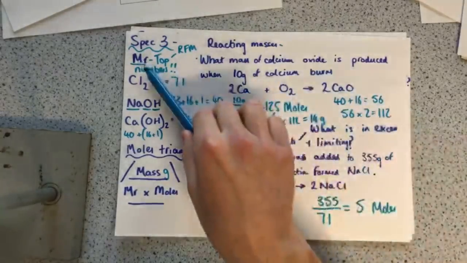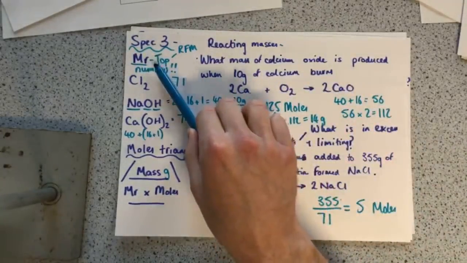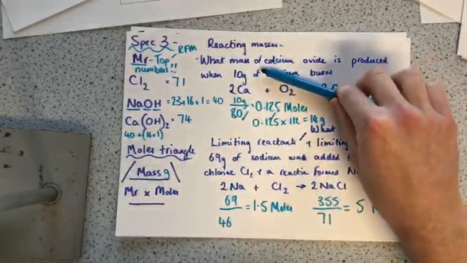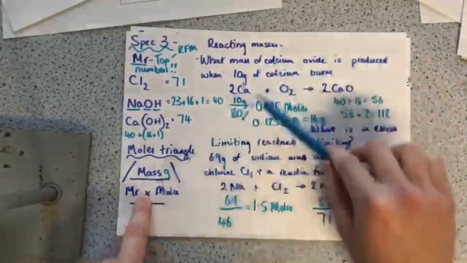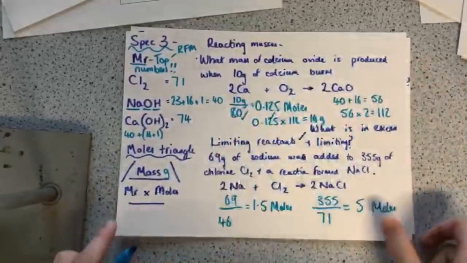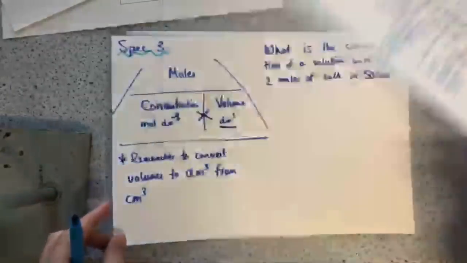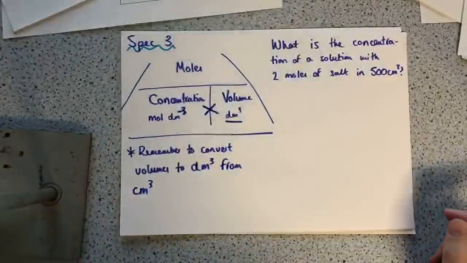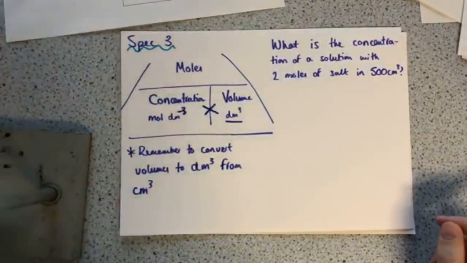So that is MR, which is all about top numbers and adding them together. The moles triangle, reacting masses, which is the most likely use of the moles triangle, and also limiting reactants. The next topic that we're going to look at is concentration, and I'm going to hand you back over to Mr. Clee to do spec 4.